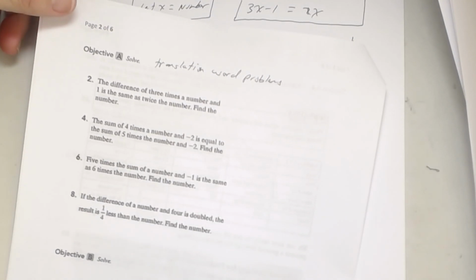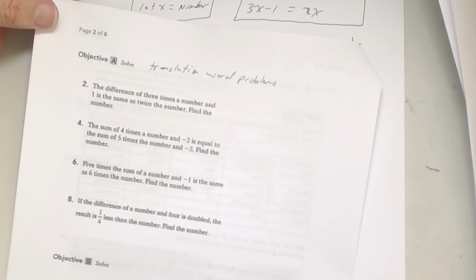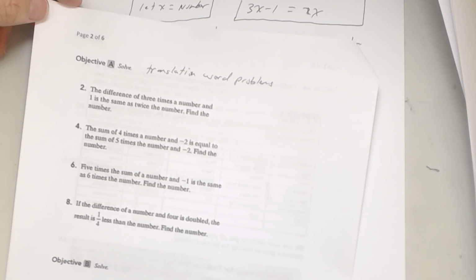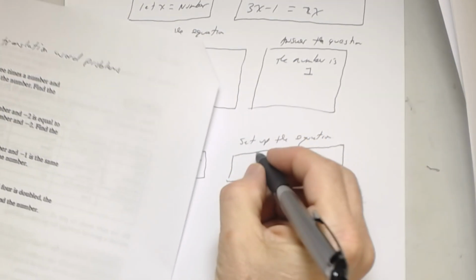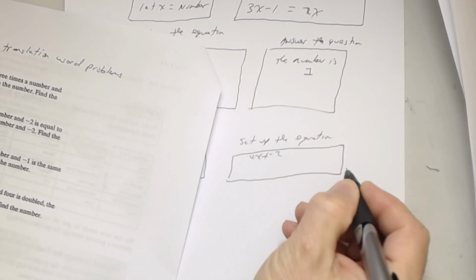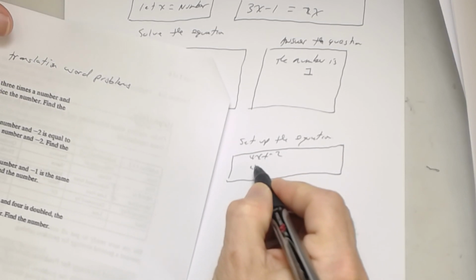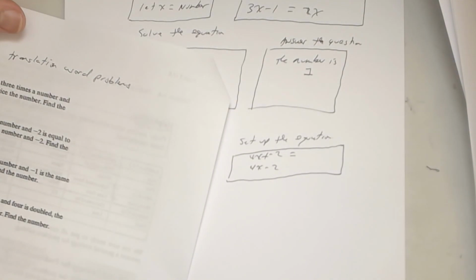So the first part, the sum of 4 times a number and negative 2. What does that look like? Plus negative 2, or you can just say, now 4x plus negative 2, 4x plus negative 2, right? Because it says the sum, but isn't that the same thing as just saying 4x minus 2? Yes, very good. Is equal to, so the equal sign.